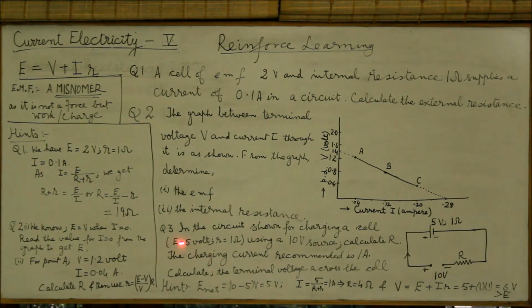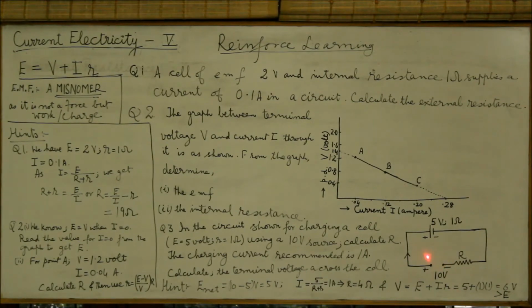In question 3, in the circuit shown, the charging of a cell is being done. You have E is equal to 5 volt and r is equal to 1 ohm for the cell. We are using a 10 volt source for charging and the charging current recommended is 1 ampere. You have to calculate the terminal voltage across the cell.